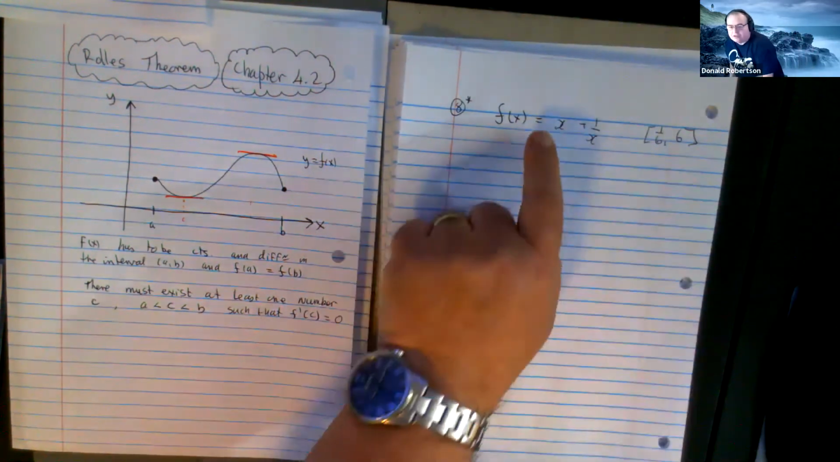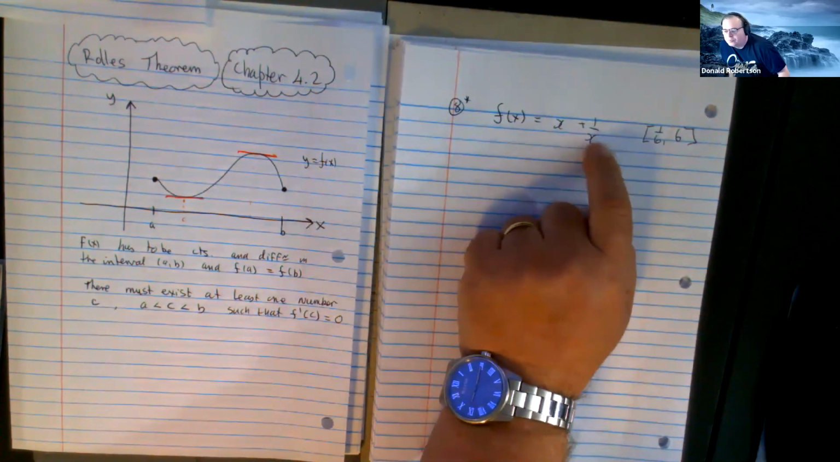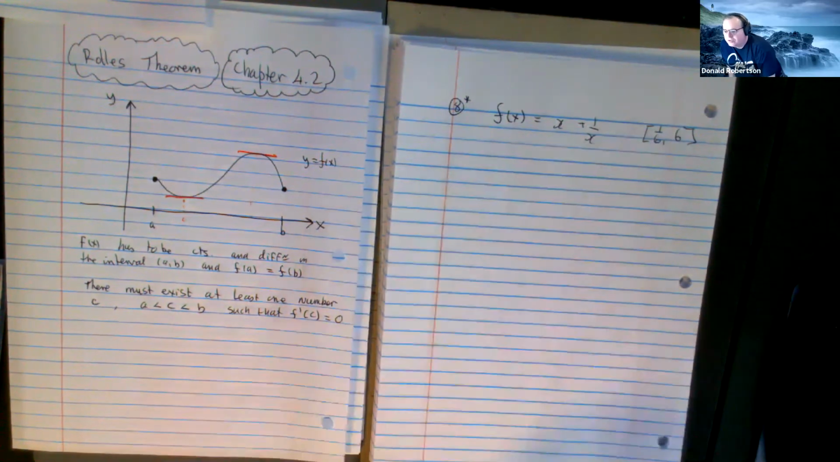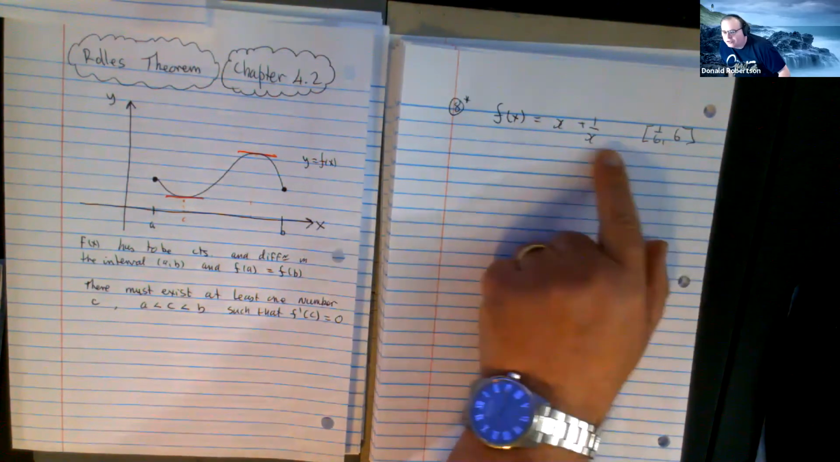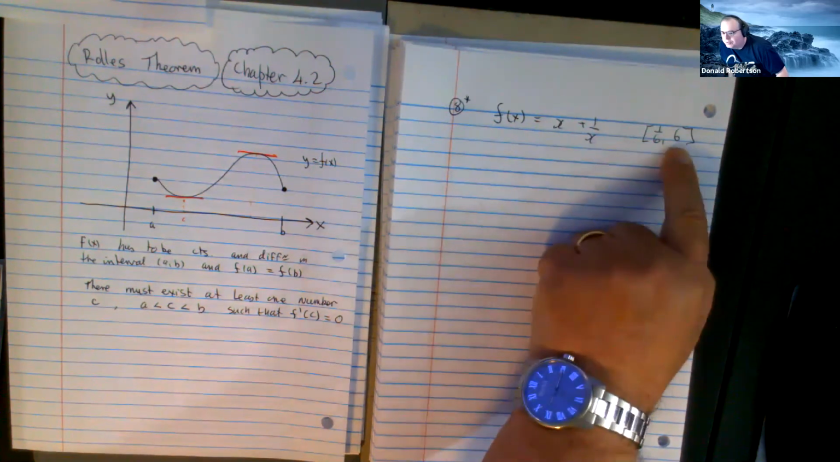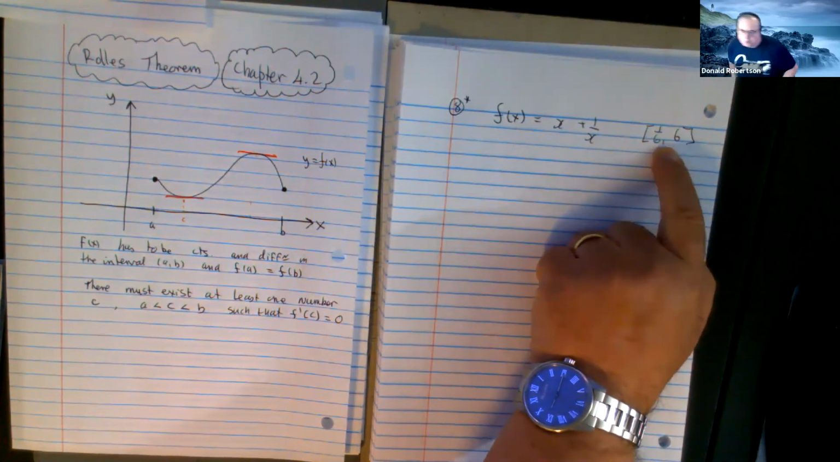Is this function continuous? Well, let's talk about it a different way. Where does this function have a problem? Where is it not continuous? There's only one place where it has a problem: 0. But 0 is not in that interval. So isn't this function okay? Because between here and here, there isn't a problem.